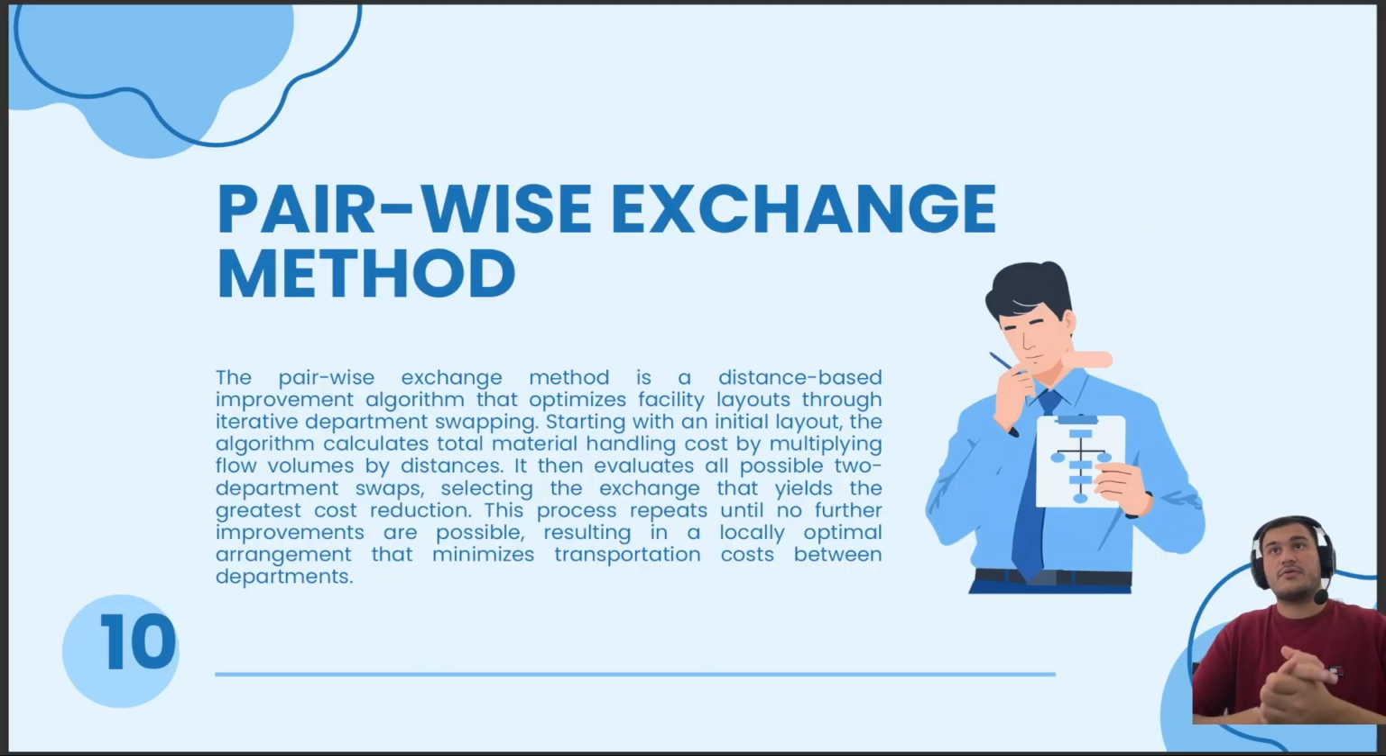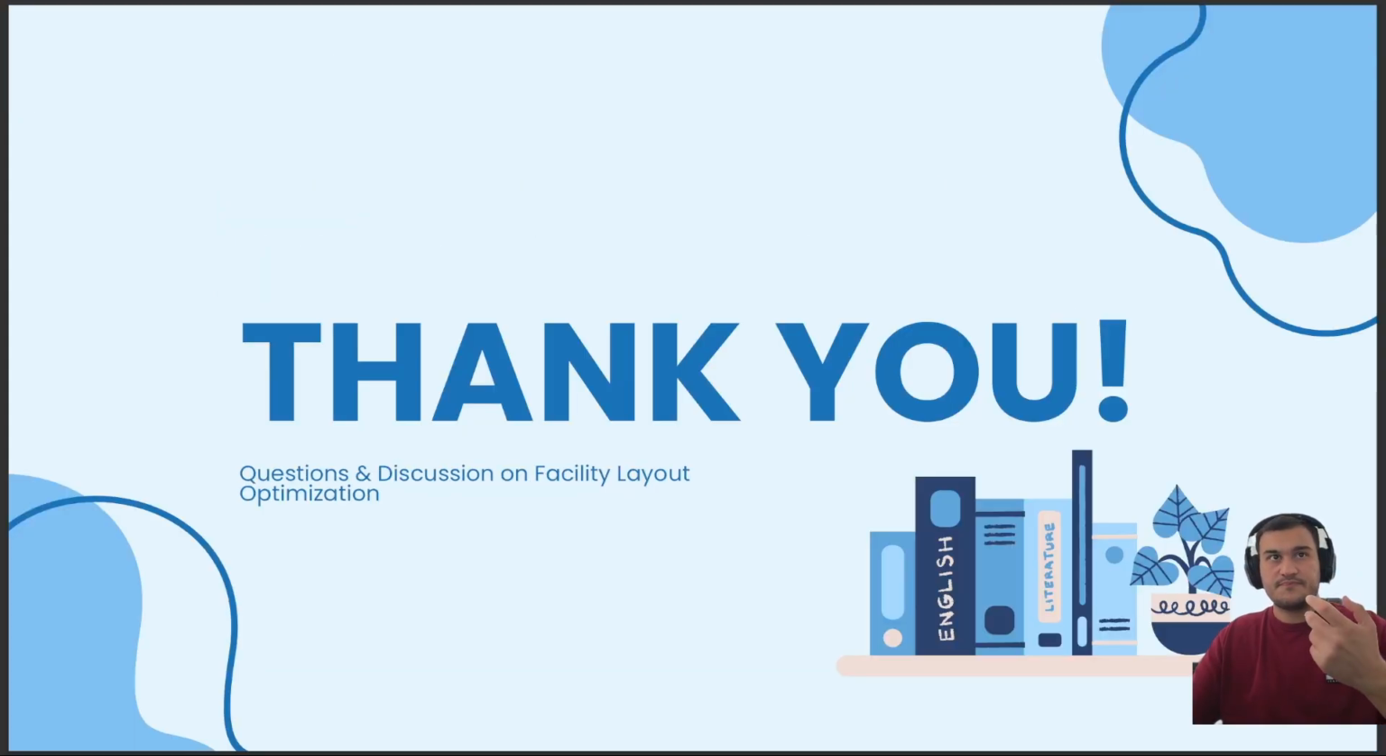In this part, we are going to talk about the pairwise exchange method. It contains four steps. First, it starts with an initial layout and calculates the total material handling cost. The second one is it systematically tests and evaluates every possible two-department exchange or swap. In the third step, it selects the specific swap that yields the greatest cost reduction and updates the layout. In the final step, it repeats this entire process until no further cost-reducing swaps can be found. This leaves the planner with a locally optimal arrangement.